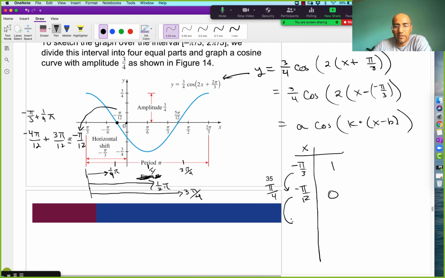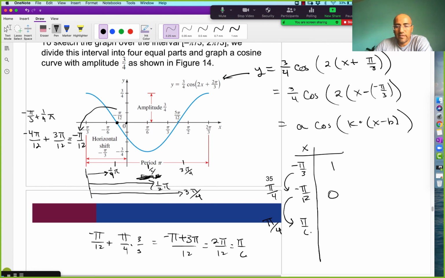Right? If I go another distance of pi over 4, I get to the next value, negative pi over 12 plus pi over 4. Okay, multiply this by 3 over 3. That's going to be equal to negative pi plus 3 pi over 12. That gets me to 2 pi over 12, which is equal to pi over 6. It's pi over 6, and that's what this point is here, pi over 6. That leads me to negative 1, right, just because I know the general shape of a cosine function.